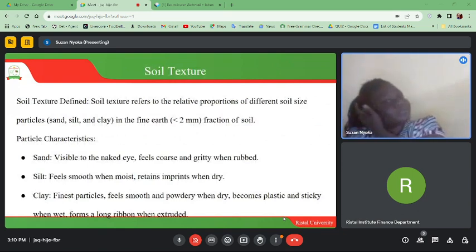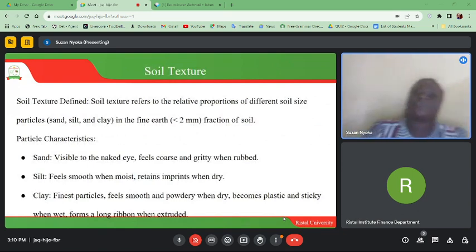And then soil texture. Soil texture refers to the relative proportion of different soil size particles, sand, silt, and clay in the fine fraction of soil. Practical characteristics. We have sand soil: particles are visible to the naked eye, feels coarse and gritty when wrapped. Silt feels smooth when moist, retains imprints when dry, and then we have the clay, its finest particles, feels smooth and powdery when dry, becomes plastic and sticky when wet, and forms a long ribbon when extruded.